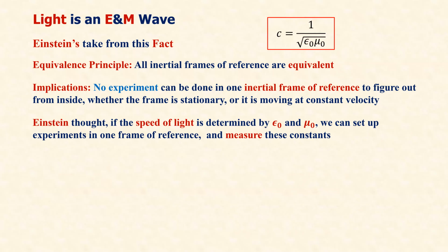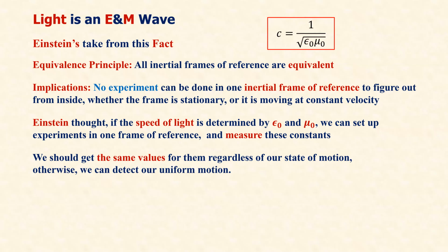So Einstein said, if the speed of light is determined by epsilon naught and mu naught, we can set up experiments in one frame of reference and measure these constants. So suppose your frame of reference is moving and you set up an experiment, you measure epsilon naught and mu naught. And we should get the same values for epsilon naught and mu naught, regardless of our state of motion. Otherwise, we can detect our uniform motion. So if we get a different number for epsilon naught mu naught when we are moving, then we can detect our motion. Therefore, we should not get this different number.